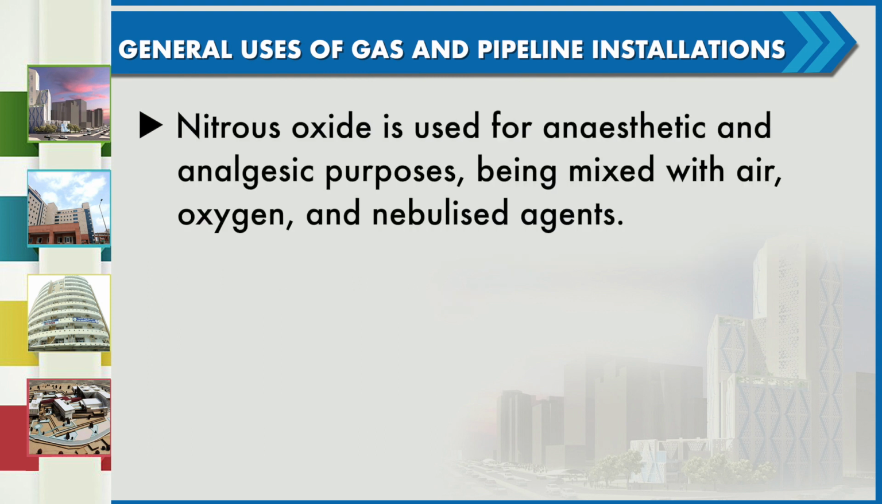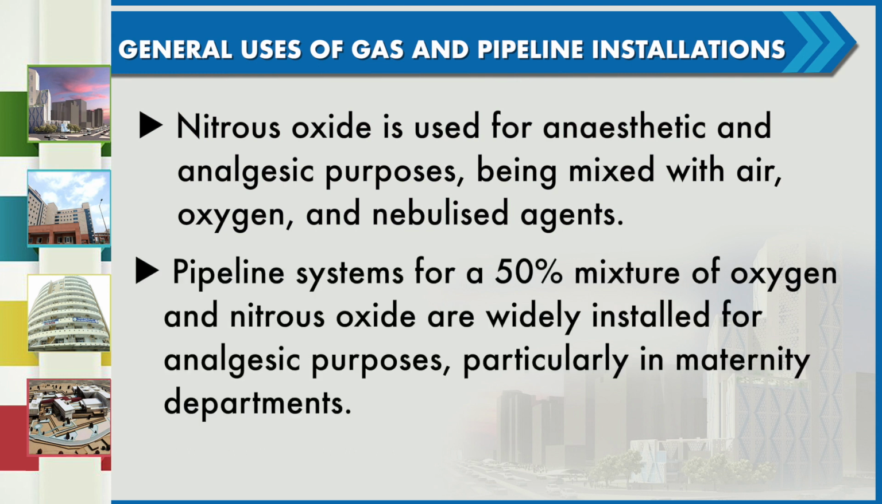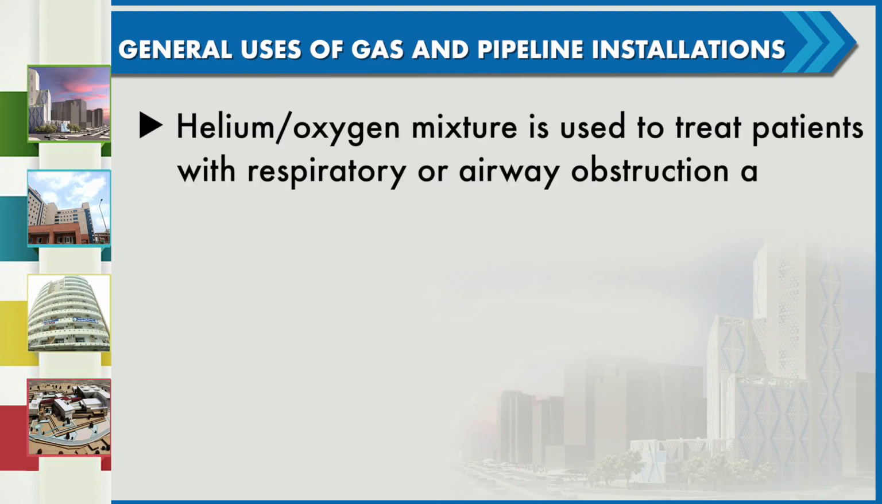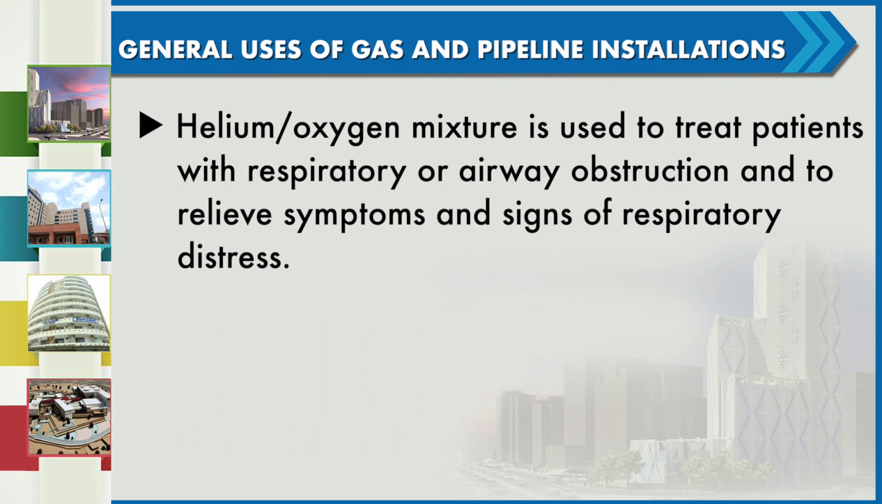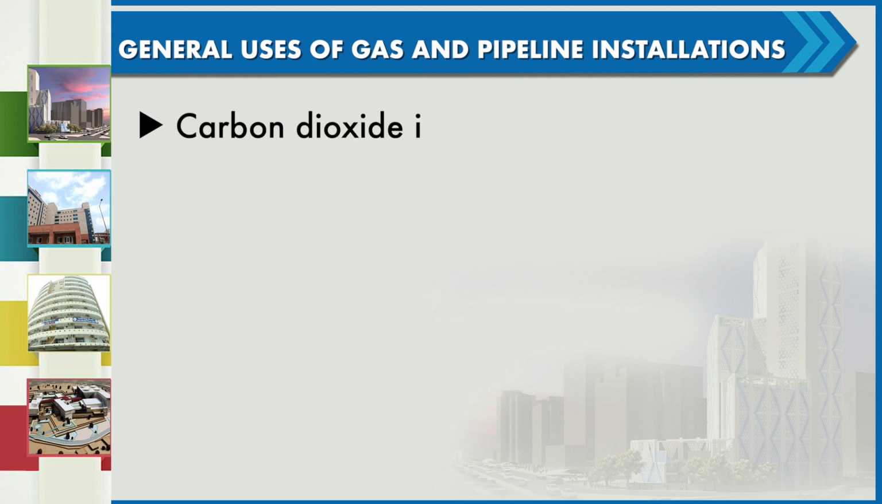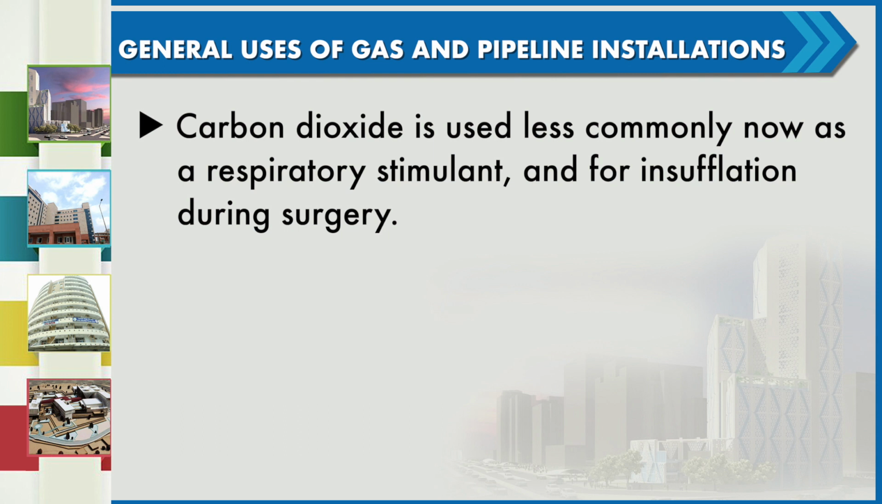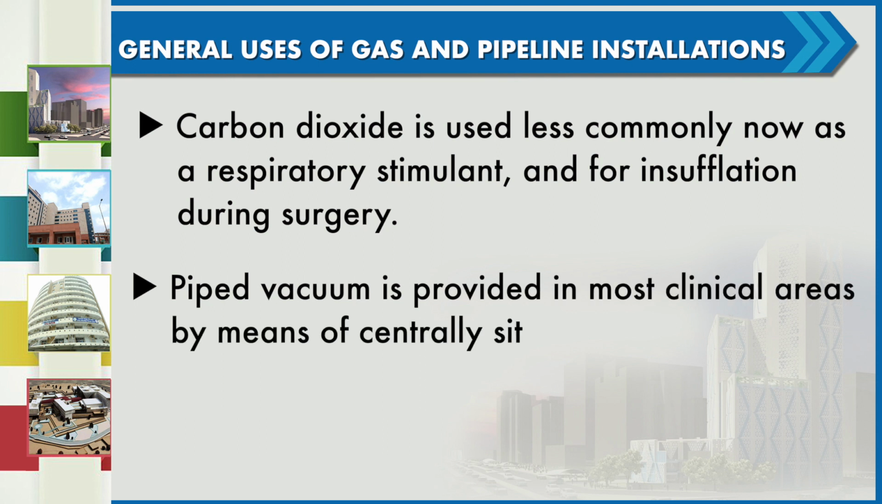Nitrous oxide is used for analgesic and anesthetic purposes, being mixed with air, oxygen and nebulized agents. Pipeline systems for a 50% mixture of oxygen and nitrous oxide are widely installed for analgesic purposes, particularly in maternity departments. Helium-oxygen mixture is used to treat patients with respiratory or airway obstruction and to relieve symptoms and signs of respiratory distress. Carbon dioxide is used less commonly now as a respiratory stimulant and for insufflation during surgery. Piped vacuum is provided in most clinical areas by means of centrally sited vacuum pumps.